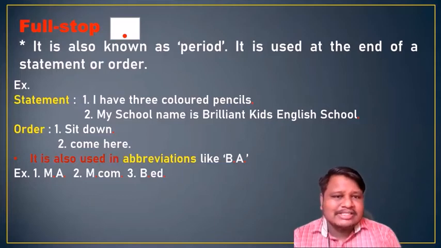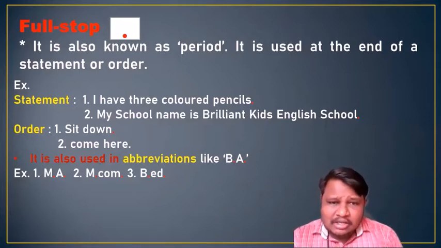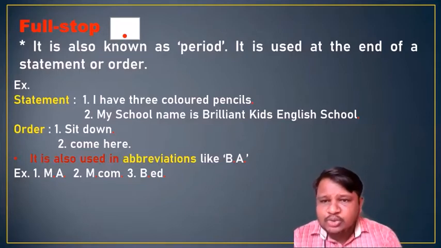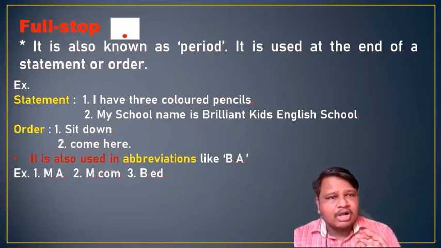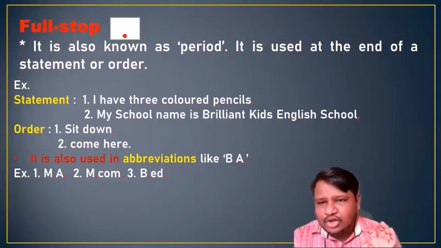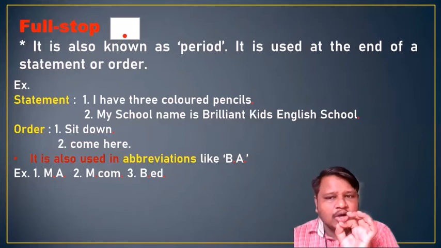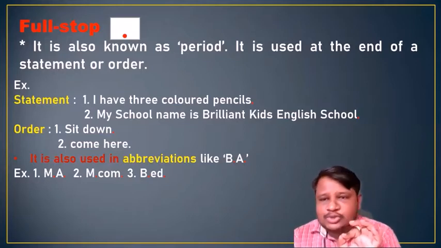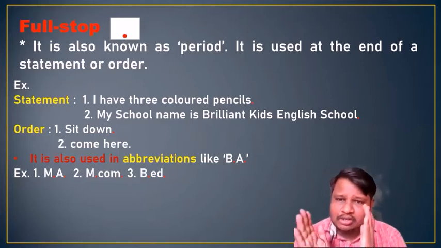And then the second sentence is there. My school name is Brilliant Kids English School. In this sentence, at the last, we have also used a red color dot. That red color dot is the full stop of that sentence. That period or full stop indicates that the statement or the sentence is completed there.